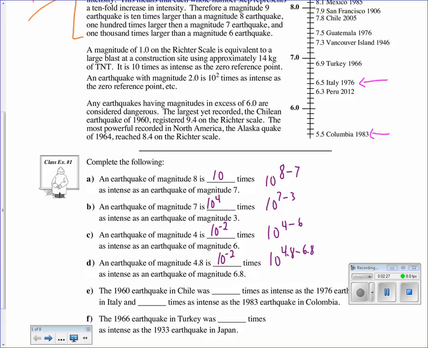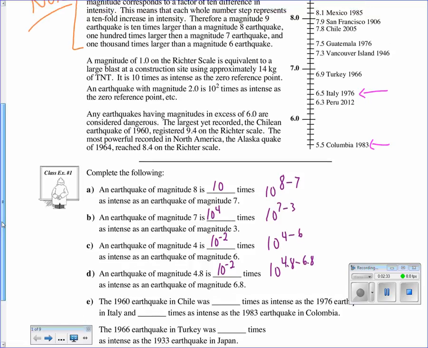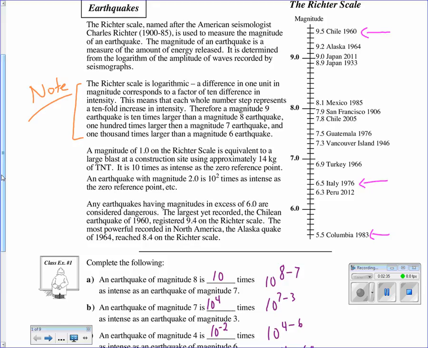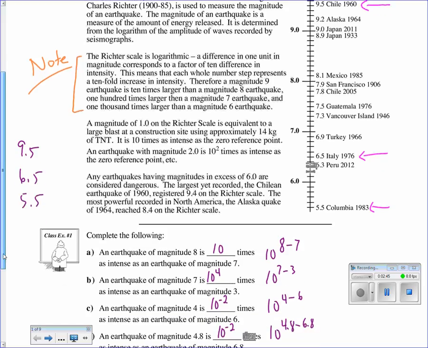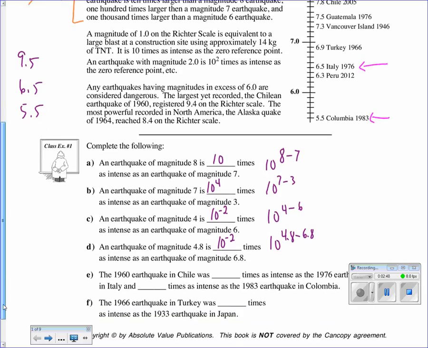And now we get a look at the earthquakes in Chile, Colombia, and Italy. The 1960 earthquake in Chile was a 9.5. And then I went to Italy, which is a 6.5. And then I went to Colombia, which is a 5.5. So hopefully those numbers stay for me.